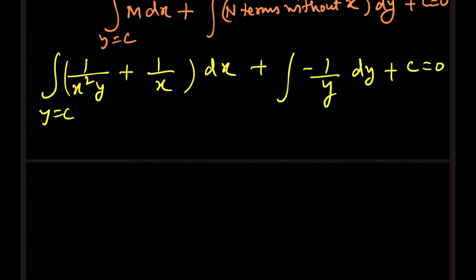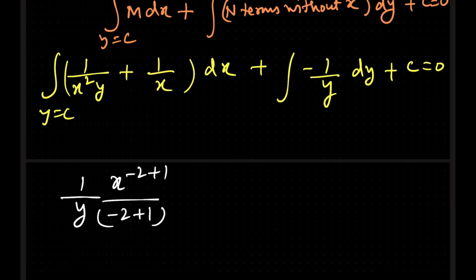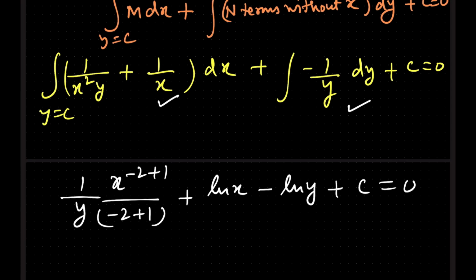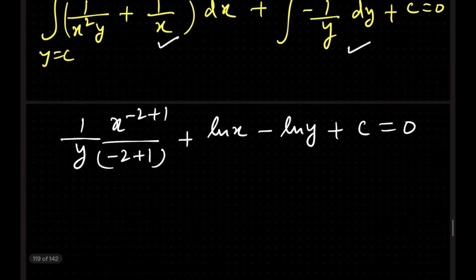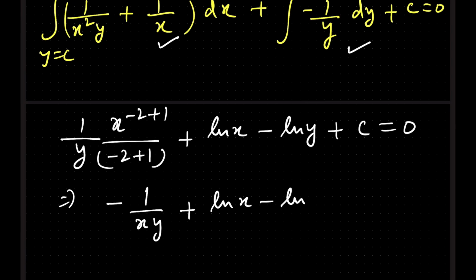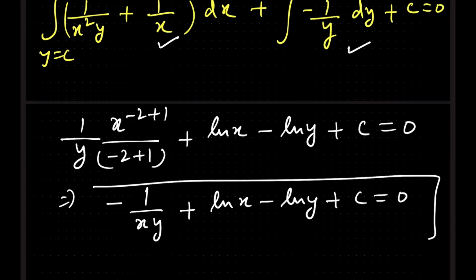So 1/y will come outside because it is a constant, and x to the power −2, when integrated, gives x^(−2+1)/(−2+1). Similarly, adding the second part, 1/x integrated with respect to x gives ln x. Now coming here, you will get −ln y + c = 0. Finally rearranging and writing it, you get −1/(xy) + ln x − ln y + c = 0. So this is your final answer.